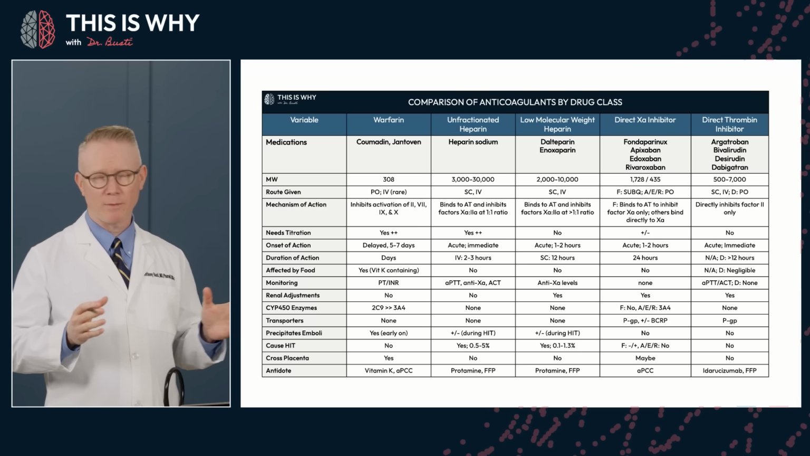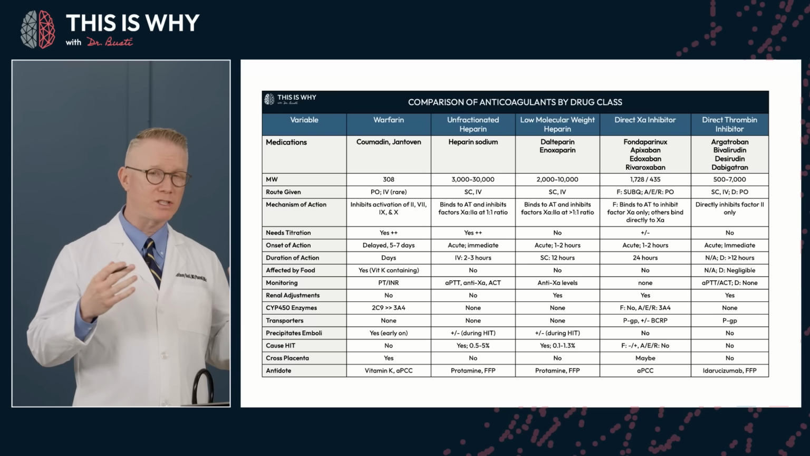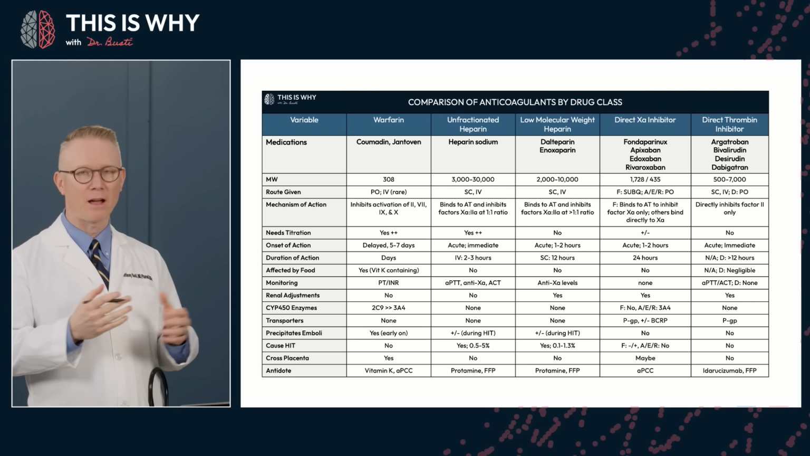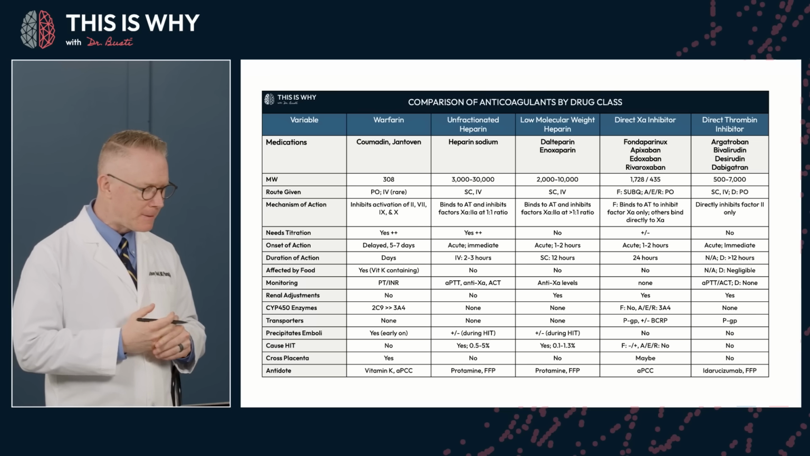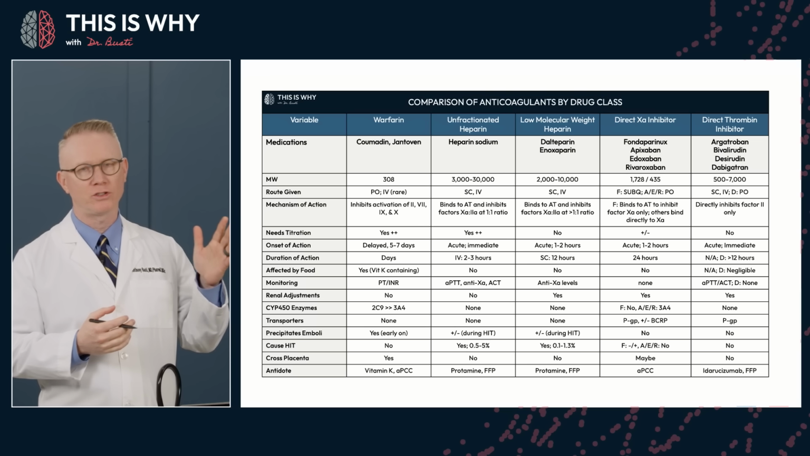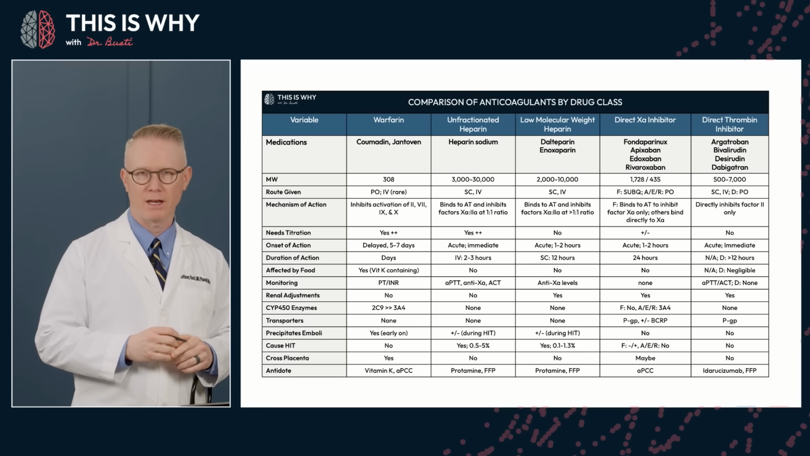All right, what I've tried to provide you here is a table, and in this table is a summary of all the different anticoagulants that make up that overall category. So we have warfarin, unfractionated heparin, low molecular weight heparin, our direct Xa inhibitors, and then our direct thrombin inhibitors.